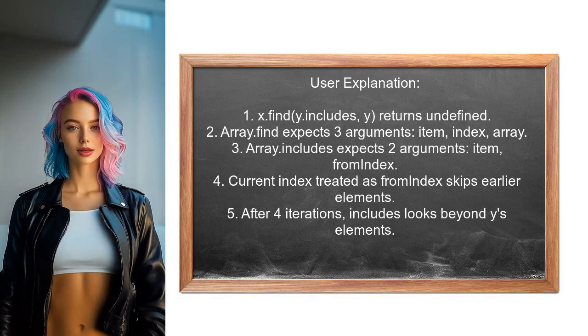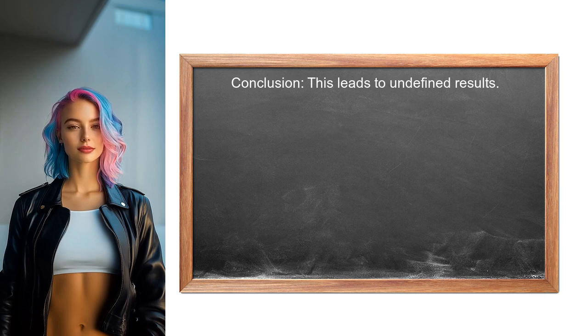This user explains that the reason x.find(y.includes) returns undefined is due to how arguments are passed to the functions. The callback for array.find expects three values: item, index, and array. In contrast, array.includes only expects two: item and fromIndex. This means that the current index is treated as fromIndex in includes, causing it to skip elements before that index. After a few iterations, includes looks for values beyond the fourth element, which y does not contain, leading to the undefined result.